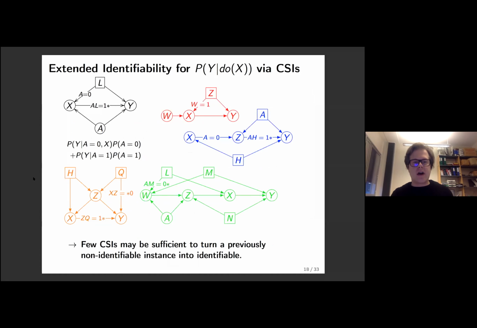So with this framework, and so the calculus and search procedure over the rules of the calculus, we can get these new identifiability results. So in all of these graphs, the causal effect of X to Y is identifiable. In black, I've shown the formula also. So if we disregard the labels here, they are all non-identifiable causal effects, but with the labels, they become identifiable. And one might say here that even very few CSIs might be sufficient to turn a previously non-identifiable instance into identifiable.